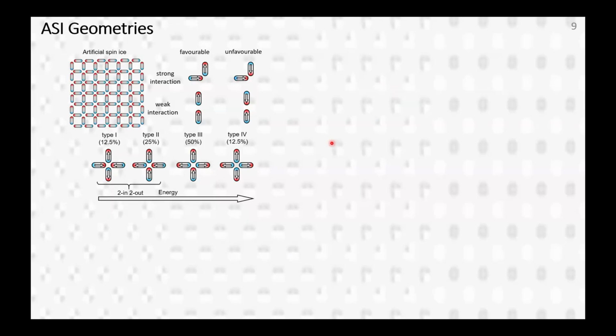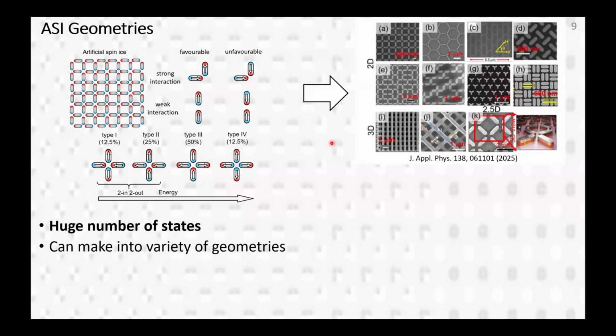But because we're using lithography and this is an artificial system, we're not stuck with just this square geometry. It has a huge number of states, of course, but we can use many different geometries. This is just an example of a few of those kinds of geometries that people are doing. People actually also make 3D structures to even better mimic the spin ices that they were first intended to model.